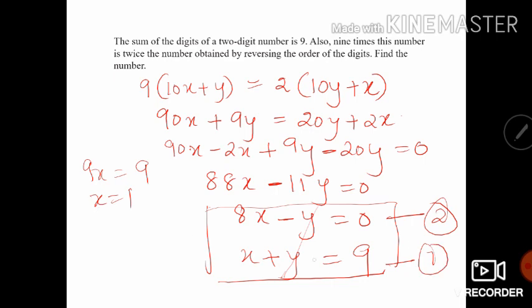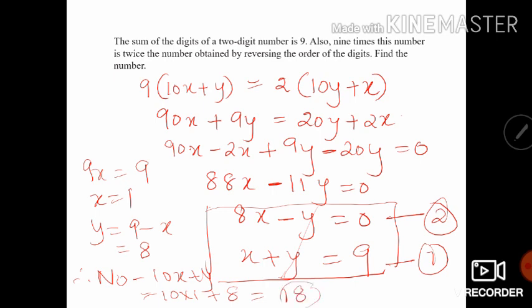Substituting the value of x in the first equation, we get y equal to 9 minus x, that is equal to 8. Therefore, what is our number? 10x plus y, that is 10 times 1 plus 8, which is equal to 18. So this is the number that is asked in the question.